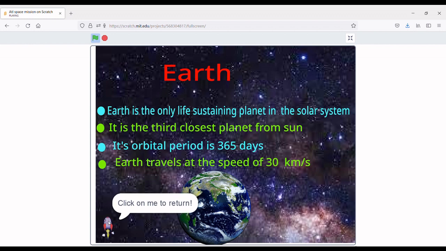Earth. Earth is the only life-sustaining planet in the solar system. It is the third closest planet from the sun. Its orbital period is 365 days. Earth's orbital speed is 30 km per second.